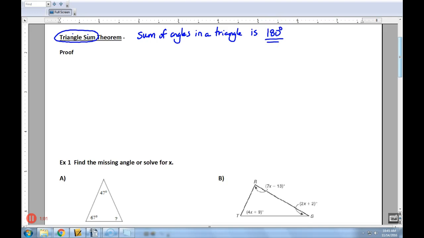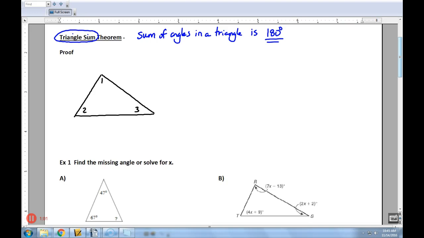So I'm going to prove this to you now instead of just saying, hey, take my word for it. We're going to actually prove it using some theorems that we've already done before. So I'm going to just draw a picture here, and we're going to label these angles angle 1, angle 2, and angle 3. And we're going to get started working through this.